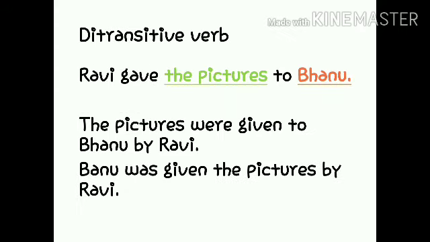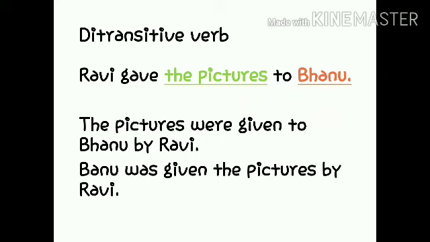Now we'll see today's topic, that is, if a verb takes two objects. If a verb takes two objects, then the verb is called a ditransitive verb. Transitive verb means a verb takes an object, only one object, to complete its meaning. And if the verb takes two objects, then it is called ditransitive. If the verb doesn't take any object to complete its meaning, then it is called an intransitive verb. So this is the difference between transitive, intransitive, and ditransitive.